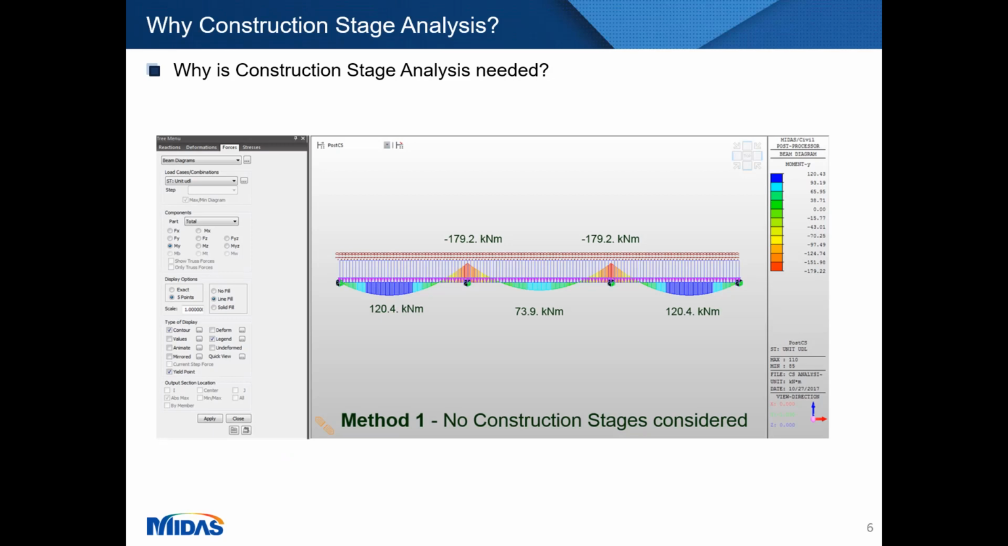We can see here the values of sagging and hogging moment when no construction stage analysis is performed. Here only static analysis is performed. So you can see here we are getting a hogging of 180 kilonewton meter and sagging of 120.4 kilonewton meter. Okay, now let's look at the results with construction stage analysis and compare both the results.